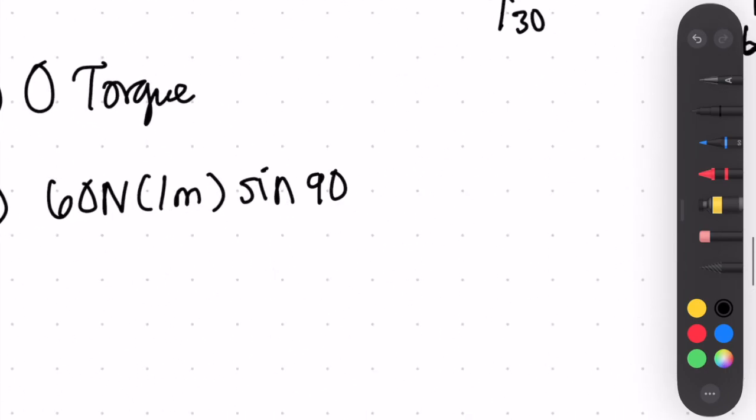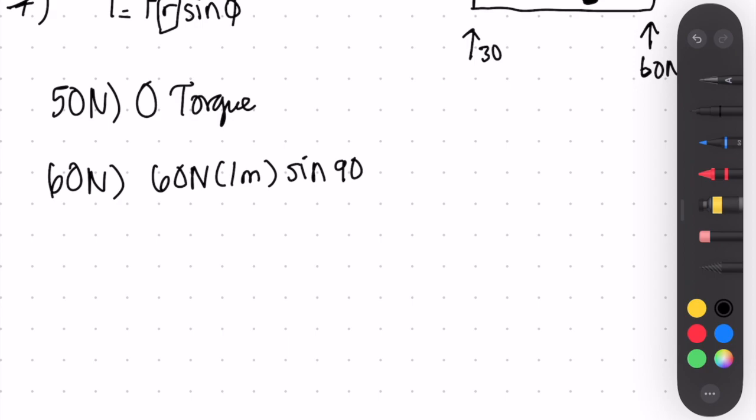Sine of 90, if you calculate that out, make sure that you are in degrees, that you're not in radians. Sine of 90, you should get 1 for that. And that's something you should just memorize, especially when you have something directed at a right angle like this. It's going to be 1. So this ends up being 60 newton meters for our torque.